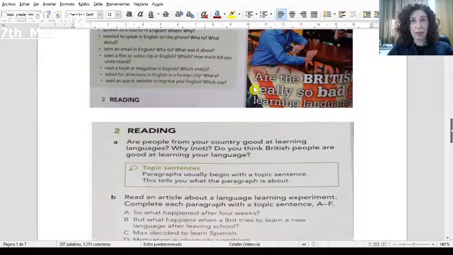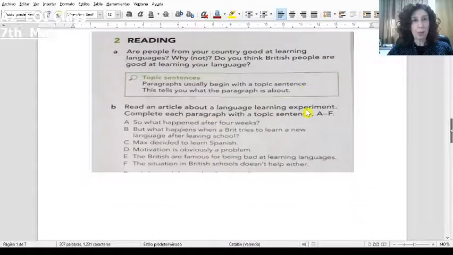This is the reading. Are the British really so bad at learning languages? ¿Son realmente tan malos en aprender idiomas? I think so, but I think so because they don't have the need. They don't have to learn. They have the English language, you know. Ellos saben inglés. They can travel. They can communicate and they don't need it. No hace falta.